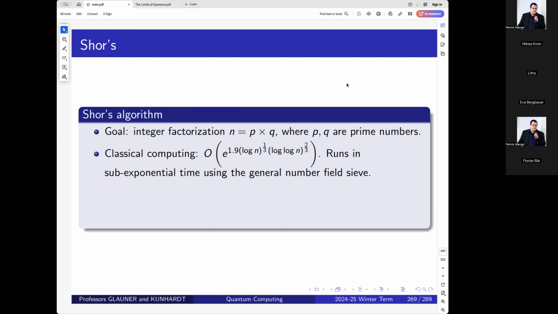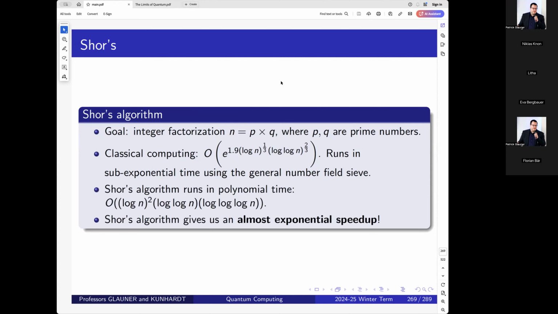How can you solve this problem? With classical computing, lots of improvements have been proposed. What is typically used is a general number field sieve, and that runs in this complexity here. This is slightly below exponential, so it runs in sub-exponential time, yet it's extremely time-consuming. And that's why today's encryption cannot easily be broken, because the integer factorization is computationally tough to crack.